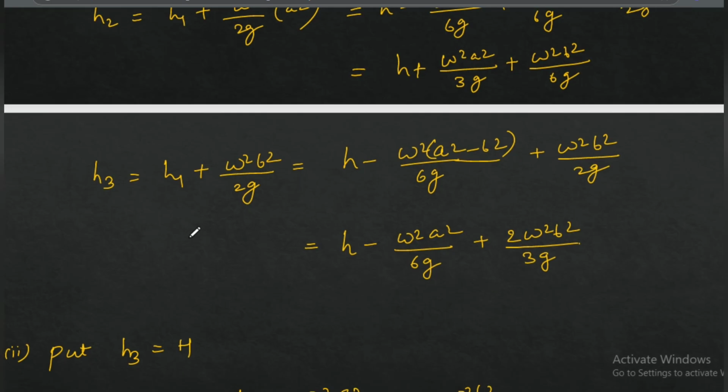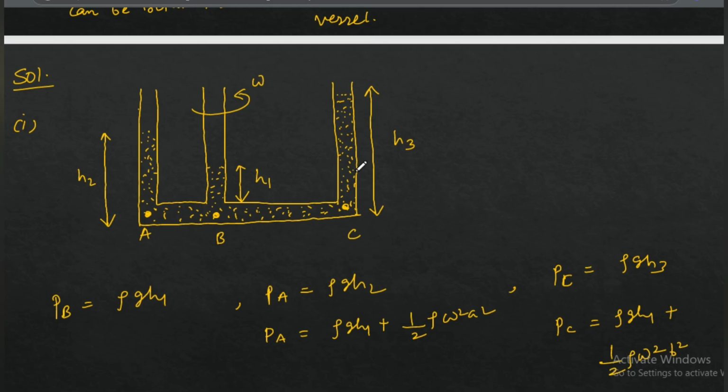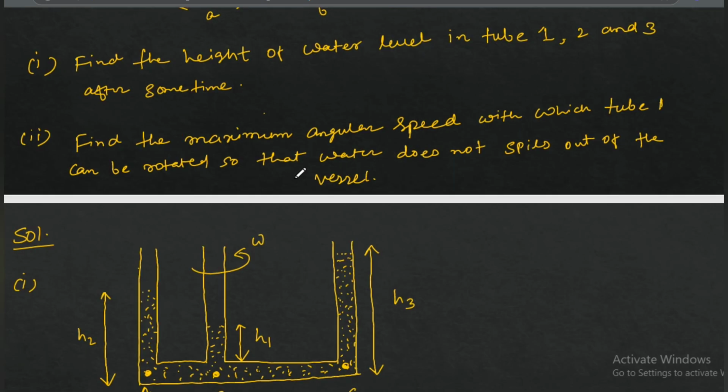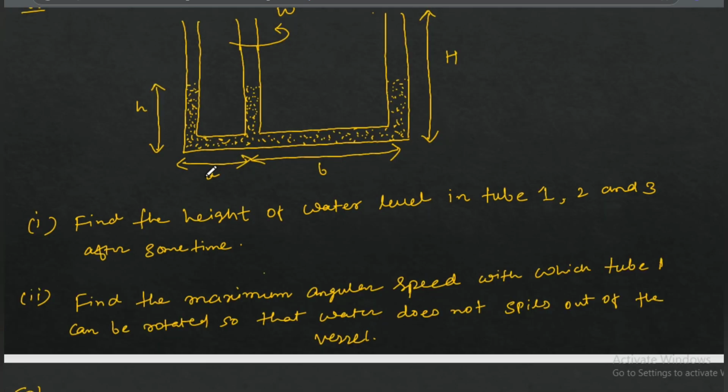So we have found H1, H2, and H3, the water level in all three containers. This is the way to solve, and this is the application of rotating fluid, the application of this derivation. This type of question can be asked in your examination. So let's move on to the second part of the question.